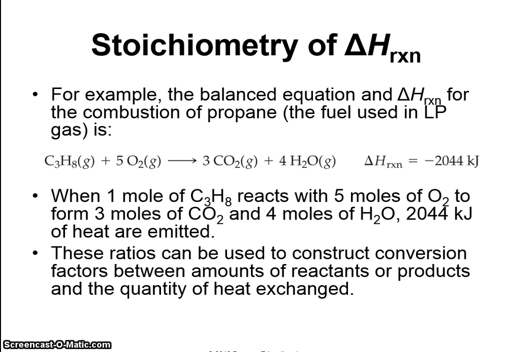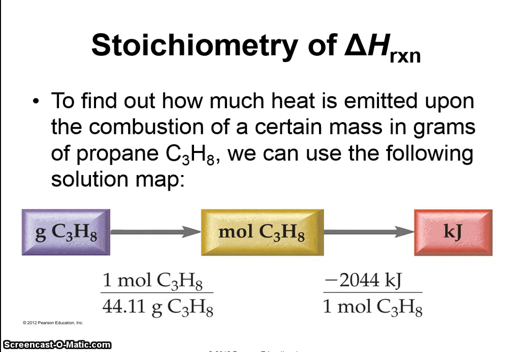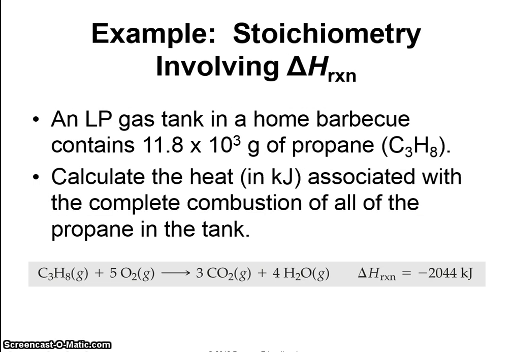And you can construct ratios to make conversion factors for these. To find out how much heat is emitted upon the combustion of a certain mass in grams, you have to have the molecular weight of propane, for example, and you know that 1 mole of propane gives off 2,044 kilojoules of energy. An LP gas tank in a home barbecue contains 11.8 times 10 to the third grams of propane. So you can calculate the heat associated with this.